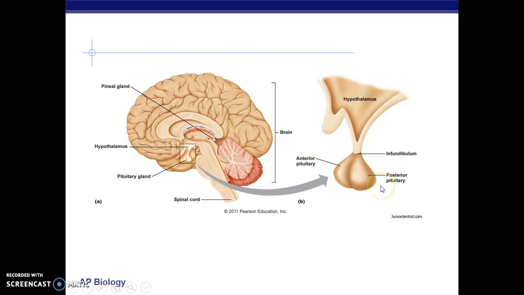Do you need to know them? No, but there are two parts. The anterior pituitary and the posterior pituitary, and the pituitary secretes several hormones. We are going to look at one example, but the same principles that we see when we look at thyroxine, the example that we're looking at, apply to all the hormones that the pituitary secretes.